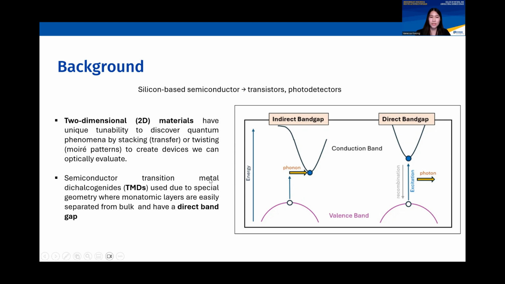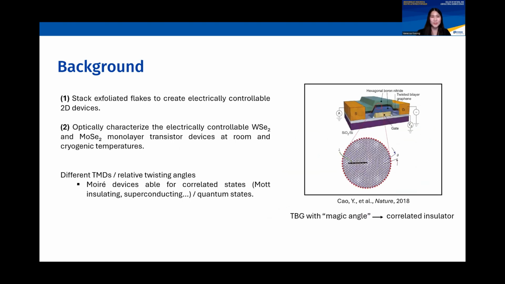So of the 2D materials, I focus on TMDs, specifically WSe₂, because when exfoliated to a monolayer, there's an electron in the valence band that could directly jump to the conduction band without the assistance of a photon. And so this pair, which is the excitation, emits a photon once excited.